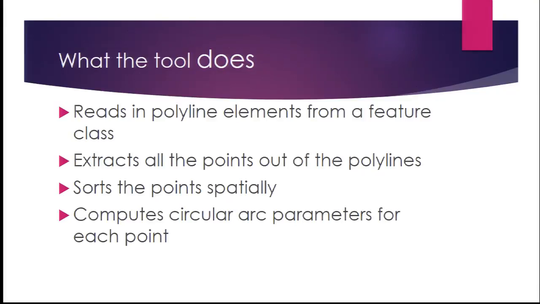So what does it do? It reads in polyline elements from a feature class. And it gets the points out of those. And I don't mean takes them out. I mean it reads them. It sorts the points spatially so that they're in order from beginning to end. And then for each triplet of points, it computes the curve parameters for the circular arc that those 3 points lay out. So any 3 points represent a triangle, but any 3 points also represent a circular arc. So that's what we're going to do, is get that data.